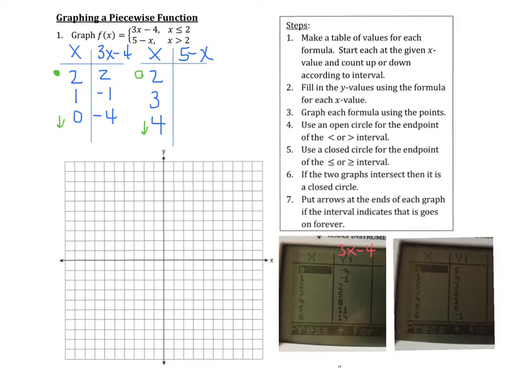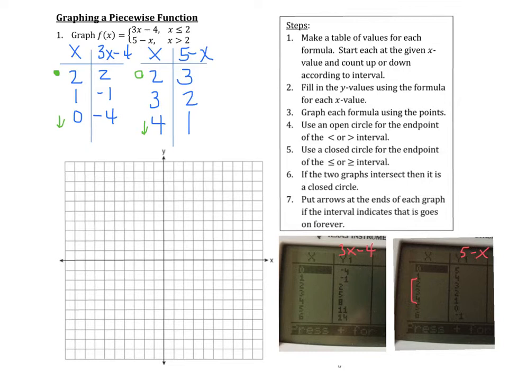Okay, so here's my second table that came up. I know it's probably hard to read, but this is the rule 5 minus x. And again, I'm only taking the values that I want, in this case the 2, the 3, and the 4. So I'm going to copy those y values down. When x is 2, y is 3. When x is 3, y is 2. And when x is 4, y is 1.